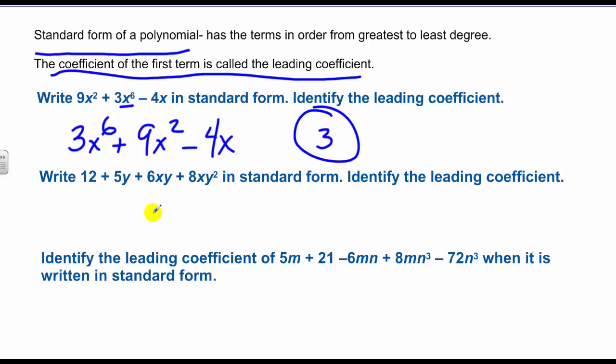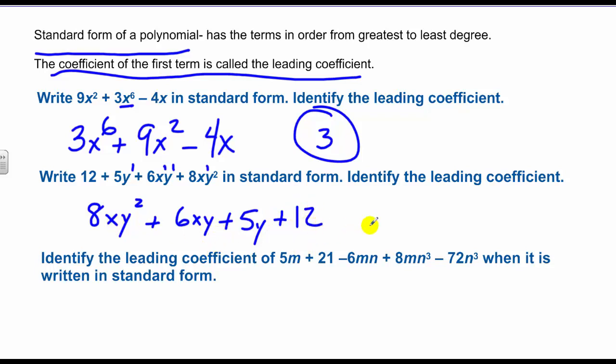Let's do the same for the next term. This has a degree of 0, degree of 1, degree of 2, and degree of 3, so that needs to be listed first. 8xy squared, with a degree of 2, is next, followed by a degree of 1 from the 5y, and our degree of 0 from the 12. And then we need to list the leading coefficient, so that in this case is 8.